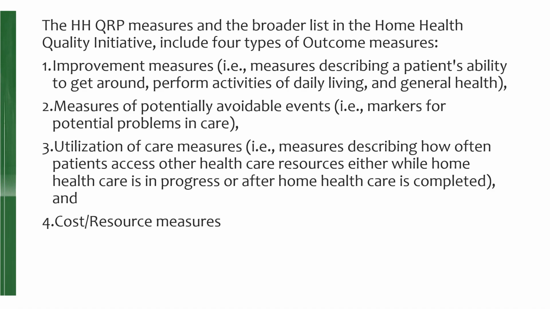The Home Health Quality Reporting Program measures and the broader list in the Home Health Quality Initiative include four types of outcome measures. First is improvement measures, that is, measures describing a patient's ability to get around, perform activities of daily living, and general health. Second, measures of potentially avoidable events, that is, markers for potential problems in care. Third, utilization of care measures, that is, measures describing how often patients access other healthcare resources either while home healthcare is in progress or after home healthcare is completed. And fourth is cost/resource measures.